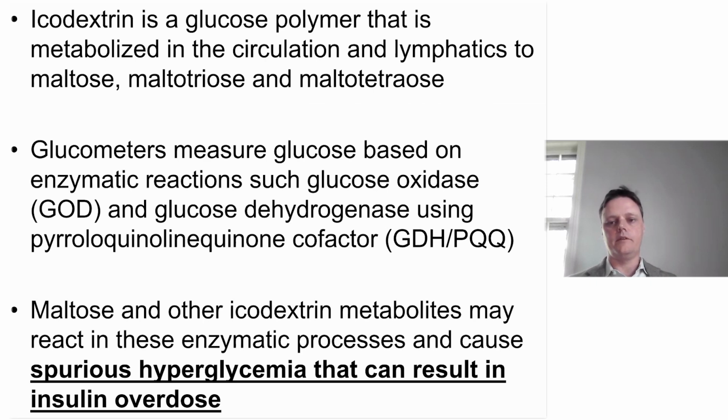And so what can happen in this setting is that the patient using this glucometer thinks they're hyperglycemic, takes larger and larger quantities of insulin, and can cause an insulin overdose. Something similar can be seen in patients who are getting intravenous immunoglobulin infusions, which can also contain maltose.